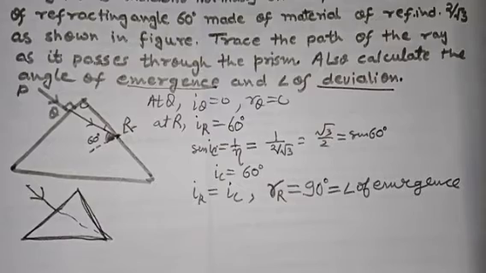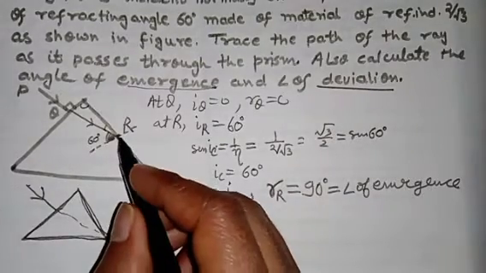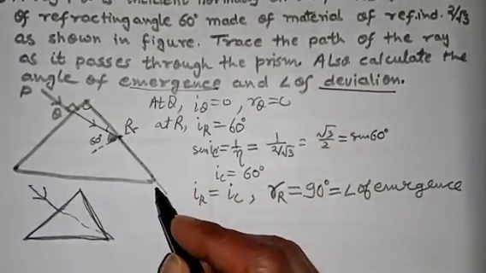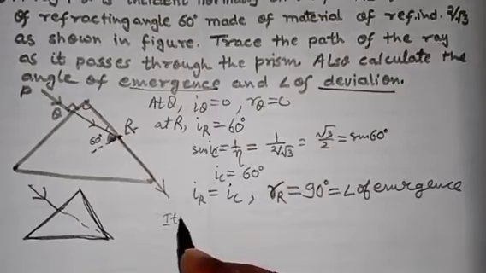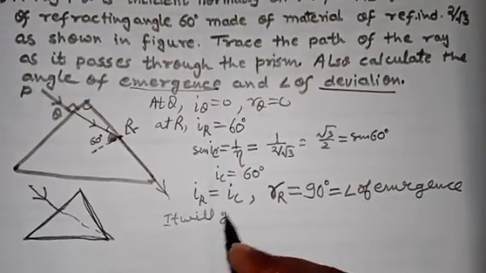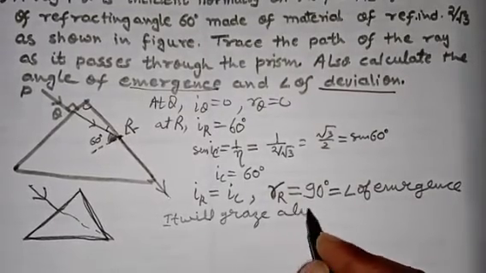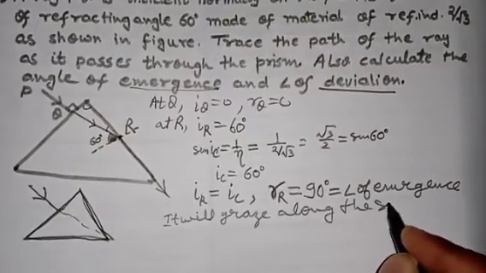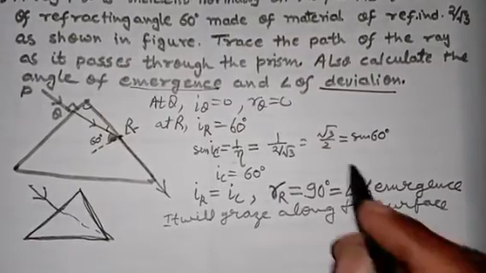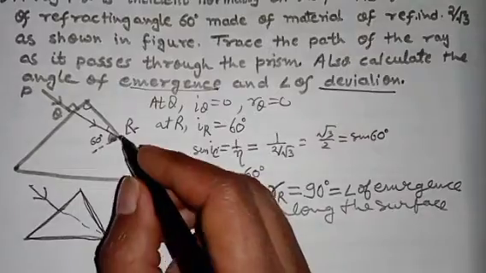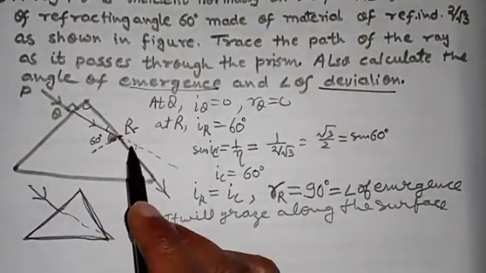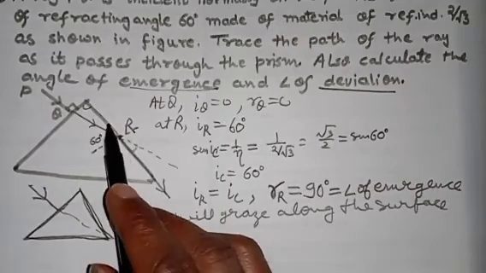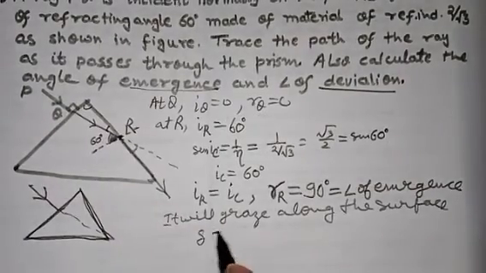And also they have asked for angle of deviation. So now it will graze along the incident surface. It will graze. This term is called graze. Graze along the surface. What else? Angle of deviation. Angle of deviation means angle between incident and emergent ray. So this angle vertically opposite this angle means 30 degree. So angle of deviation is 30 degrees.